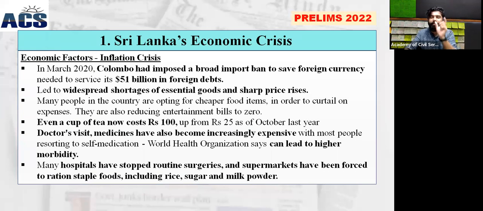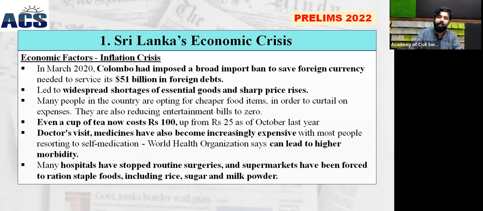The tea in Sri Lanka now costs around 100 rupees. It can also affect the life of the people. That means people need a lot of money to consume basic things. Doctor visits and purchasing medicine also increase the expenditure. So the out-of-pocket expenditure is also increasing. So nobody will go to hospital. Nobody will go consult a doctor.